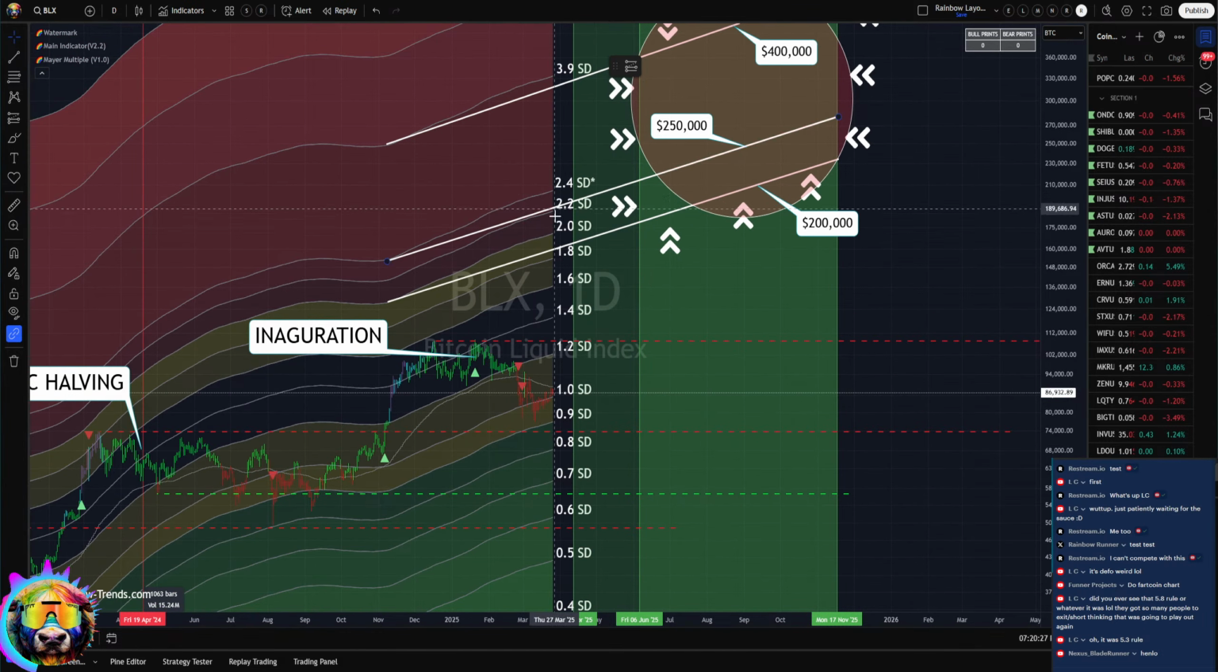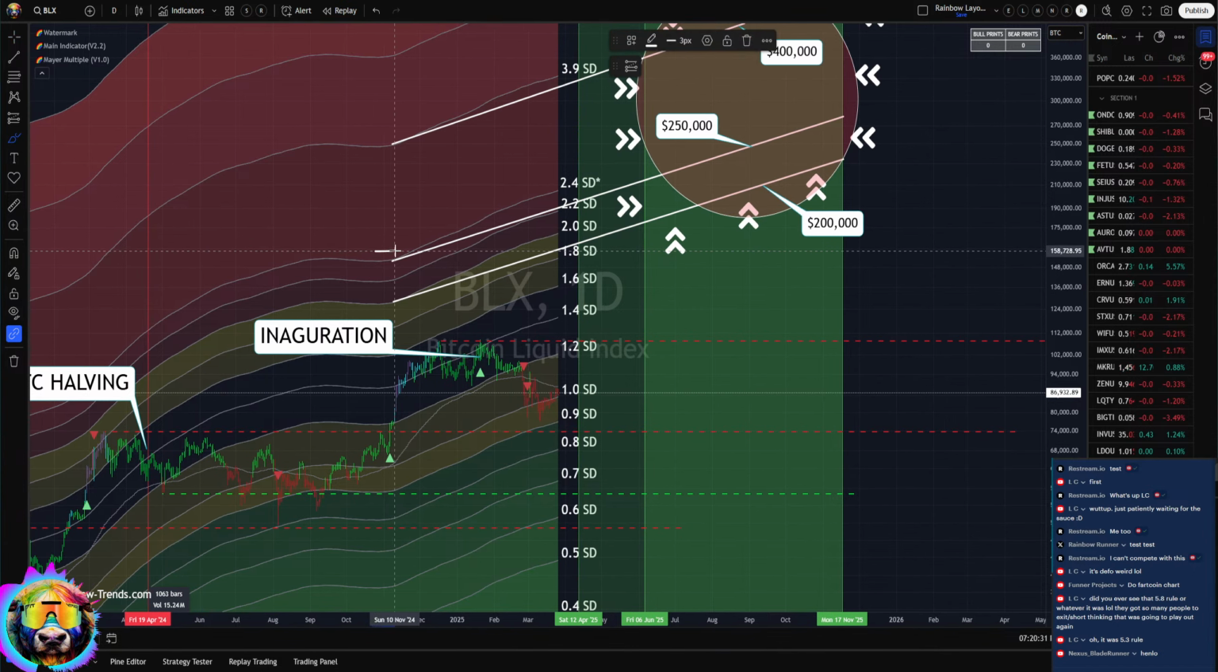The 2 to 2.4 is really what we want to see tagged. If we see that tag, we are basically in the end times. Whether that's 6 months or 2 weeks, we don't know. Otherwise, everybody would be billionaires. Just got to keep that in mind.